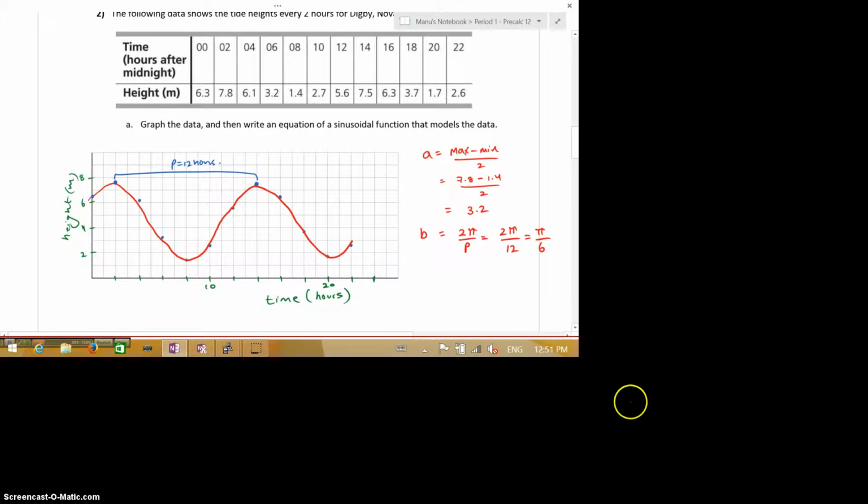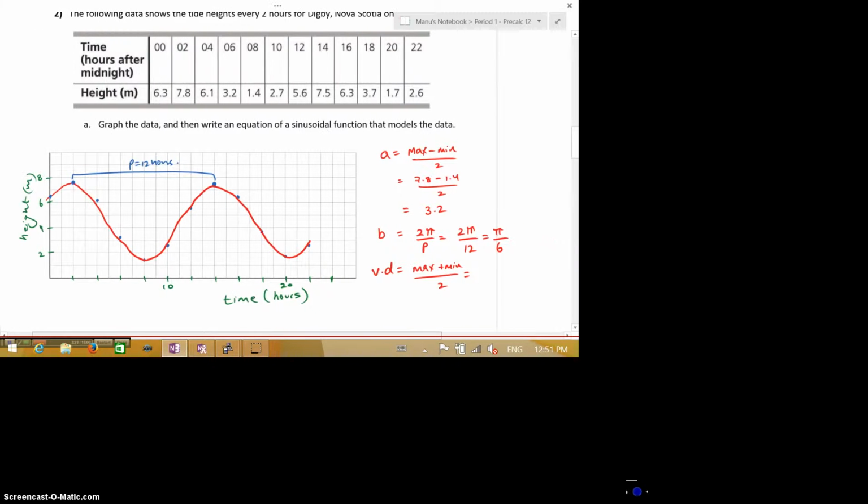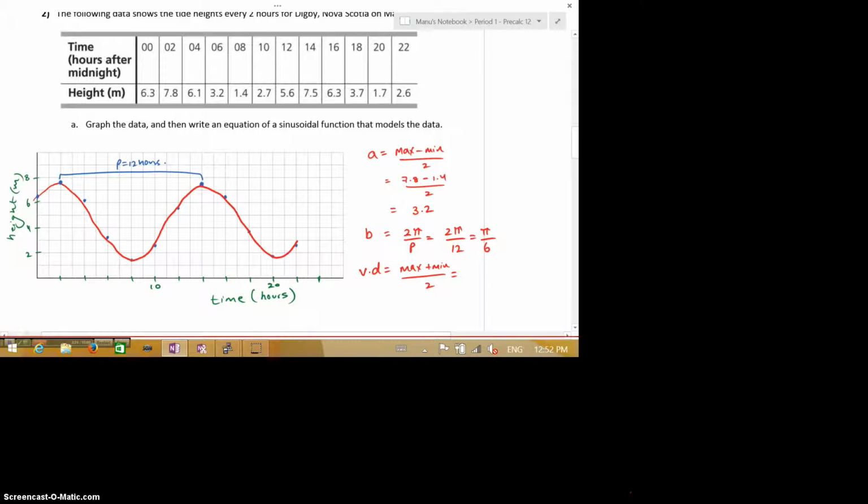We need the vertical displacement. Again, it's really hard to figure out the vertical displacement just by looking at the graph. We'll be estimating, so we'll actually use the values. Vertical displacement is going to be the midline. The midline is going to be in between all of our data. So I'll find the maximum value, add the minimum value, and then divide it by 2. I'm basically finding the average of the maximum and the minimum value. So the max was 7.8, plus 1.4, divided by 2, that works out to 4.6. So that means I have a midline at 4.6 roughly.